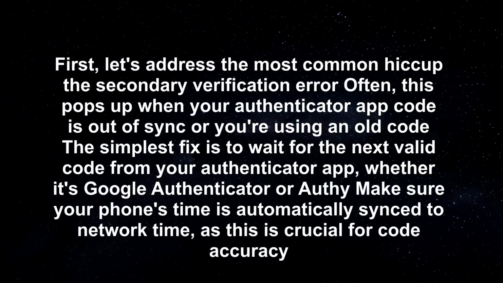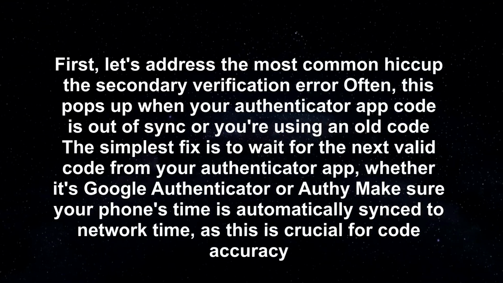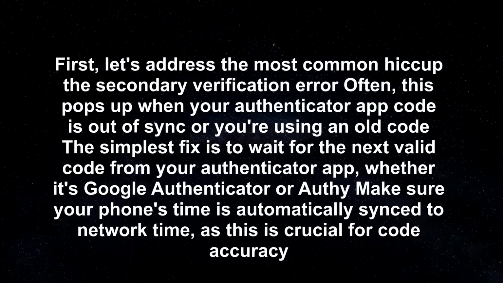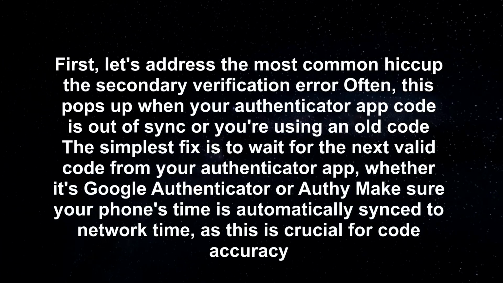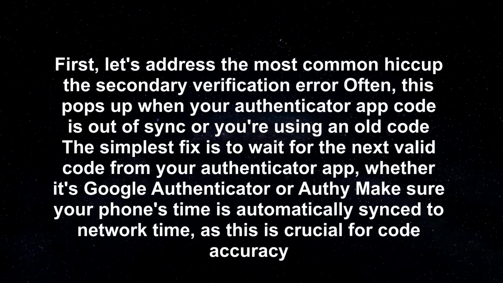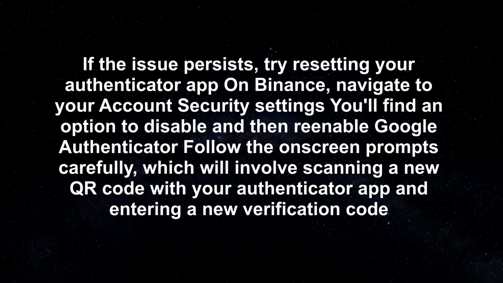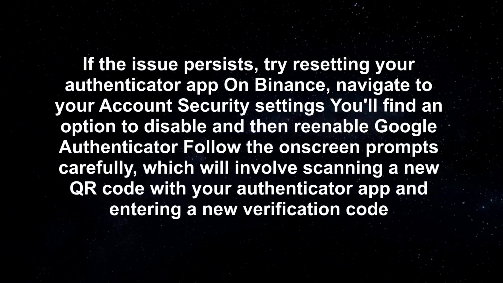Often, this pops up when your Authenticator app code is out of sync, or you're using an old code. The simplest fix is to wait for the next valid code from your Authenticator app. Whether it's Google Authenticator or Authy, make sure your phone's time is automatically synced to network time, as this is crucial for code accuracy. If the issue persists, try resetting your Authenticator app on Binance.